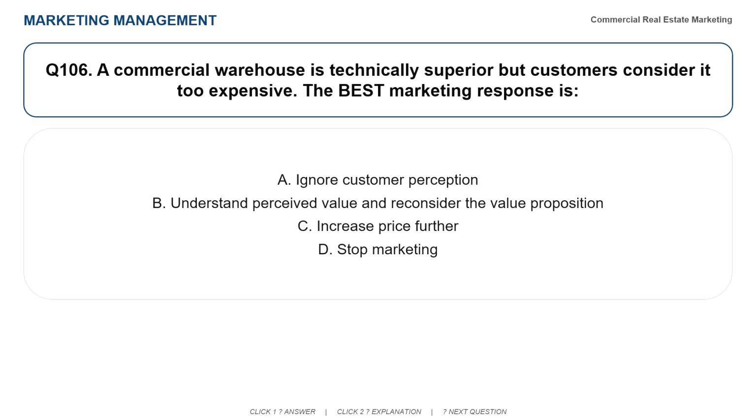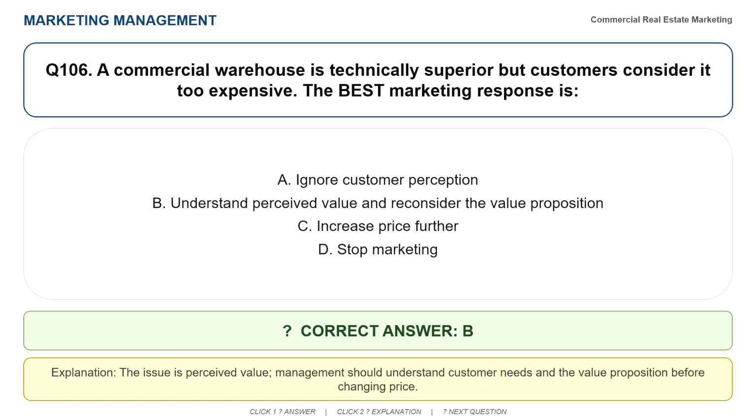Question 106. A commercial warehouse is technically superior but customers consider it too expensive. The best marketing response is: Option A, ignore customer perception. Option B, understand perceived value and reconsider the value proposition. Option C, increase price further. Option D, stop marketing. The correct answer is B. Explanation. The issue is perceived value. Management should understand customer needs and the value proposition before changing price.